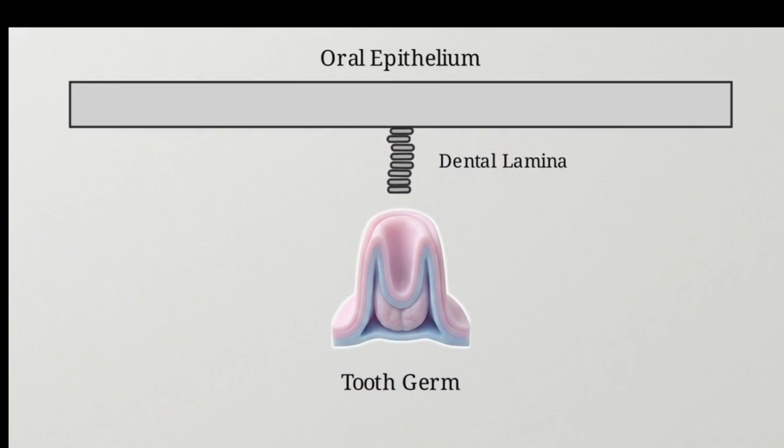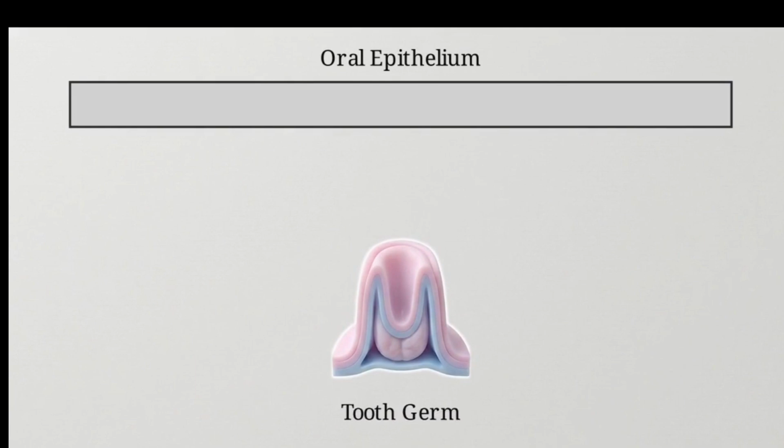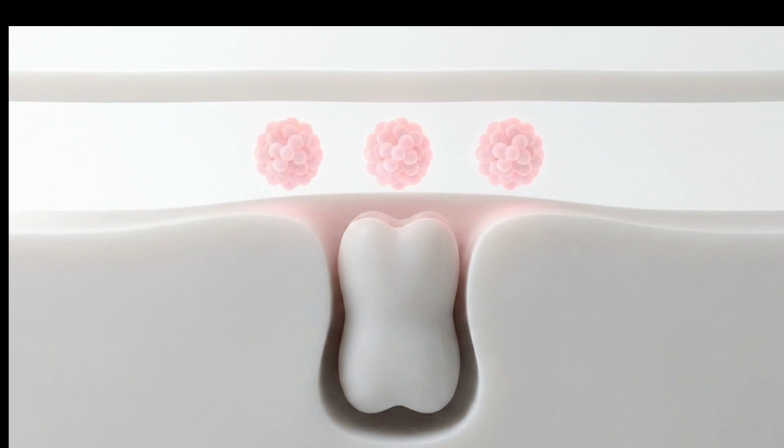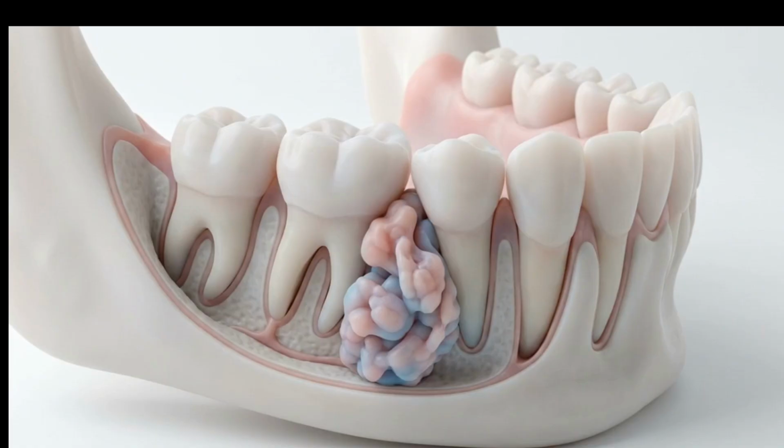As the enamel and dentin matrices mineralize, the original dental lamina tethering the tooth to the surface disintegrates, separating the entire tooth germ from the oral epithelium. If this disintegration is incomplete, remnants of the tissue known as epithelial pearls are left behind. Clinically, these isolated cell nests can trigger anomalies like supernumerary teeth or odontomas.